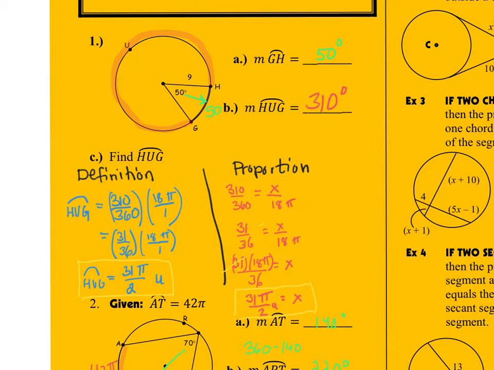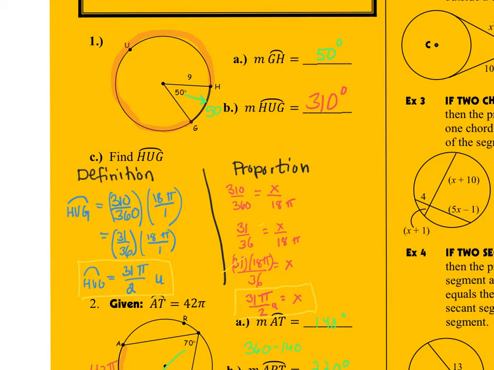If I do the proportion, it is equal to the measure of the arc, which we said was 310, divided by 360, and that's equal to the length, that's what we're looking for, divided by the circumference. And we said the circumference was 18 pi because the radius is 9. Twice that would give us the diameter, which would be 18 pi. Okay, so now I'm just going to simplify this. The 310 over 36, I take those zeros, make that 31 over 36.